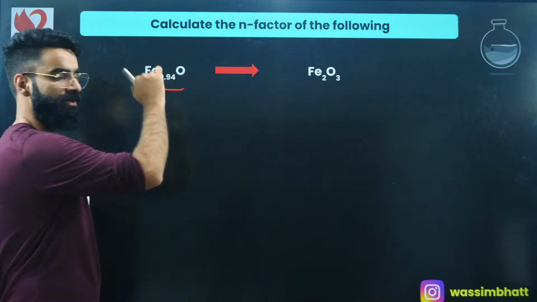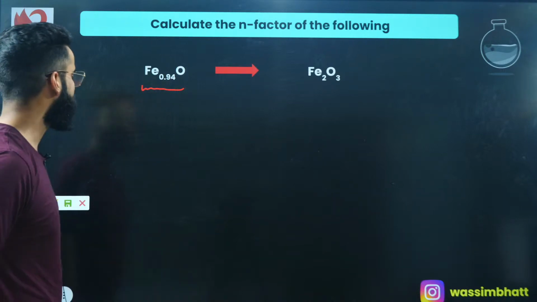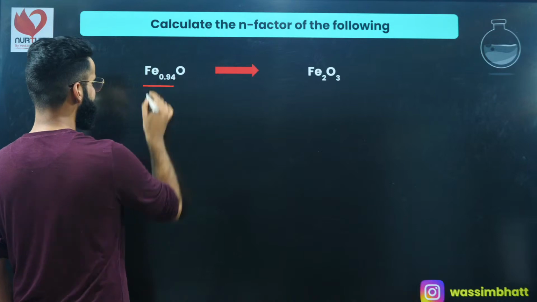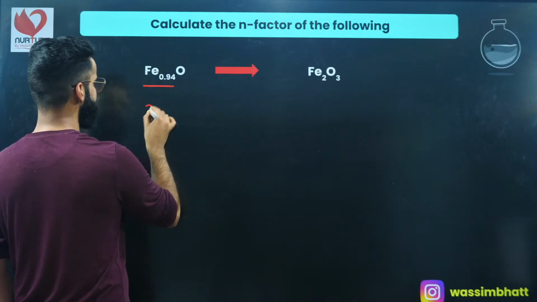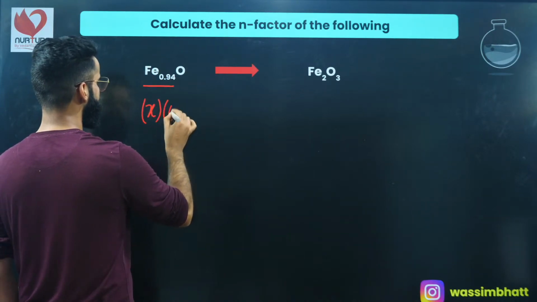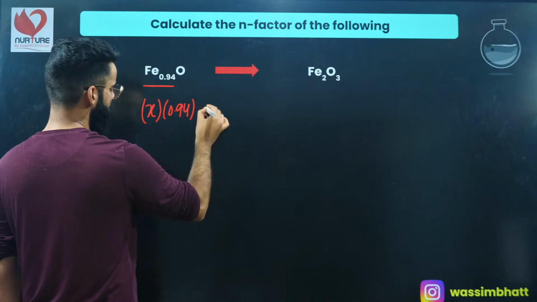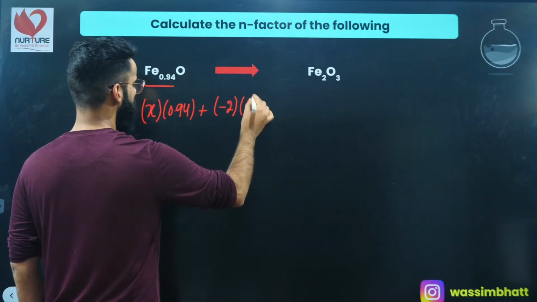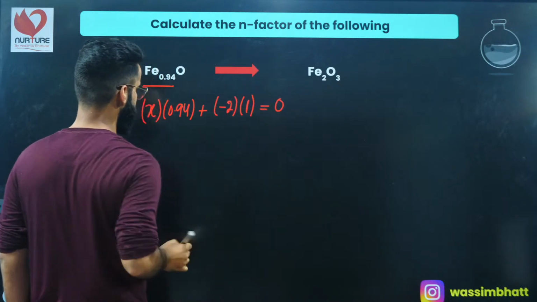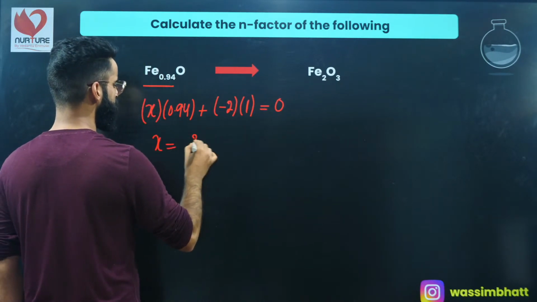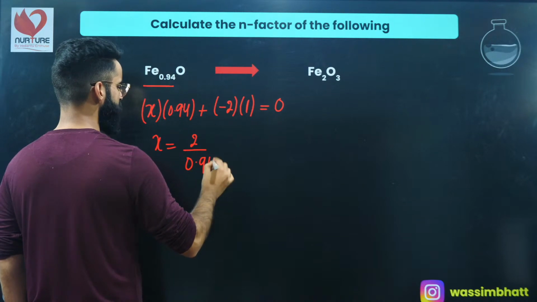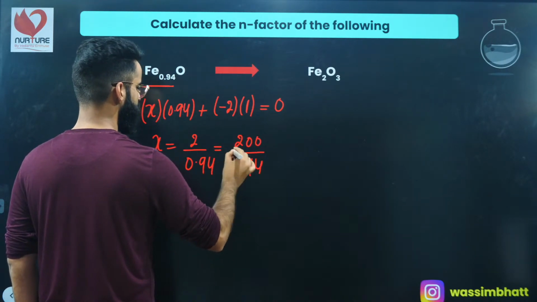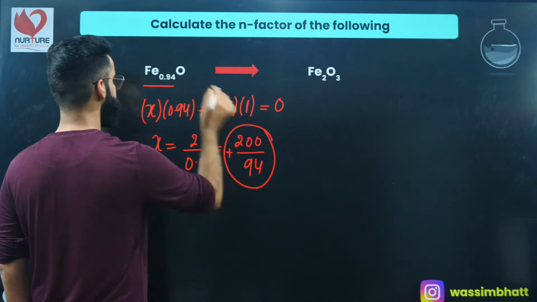How do we calculate the N factor of this species? First of all, let me calculate the oxidation state of this iron. Let's assume the oxidation state of the iron is X, multiplied by 0.94. The oxidation state of oxygen is -2, multiplied by how many oxygen atoms? 1. Net charge on it is 0. So the X value will come out to be 2 divided by 0.94, which you can write as 200 divided by 94. This is the value of X.